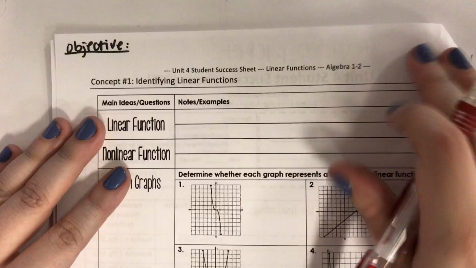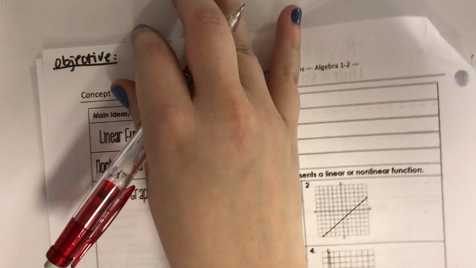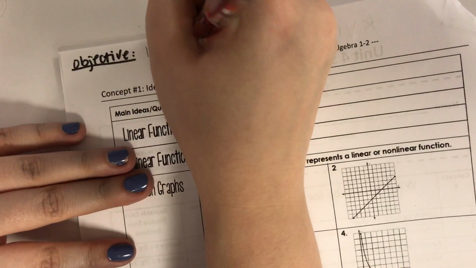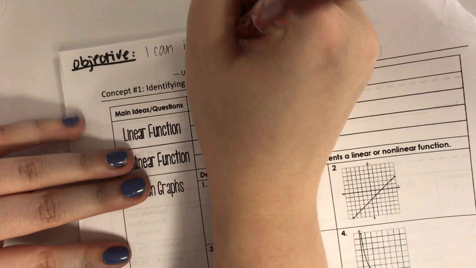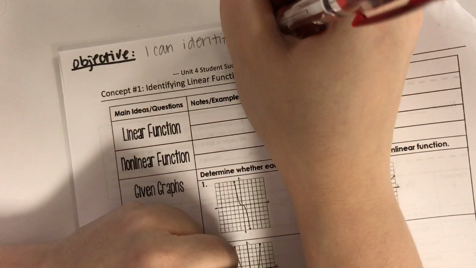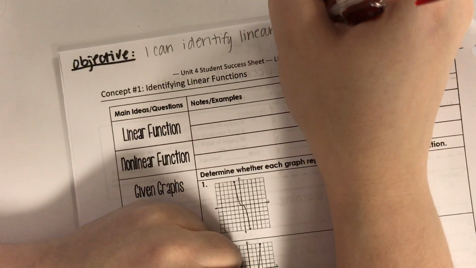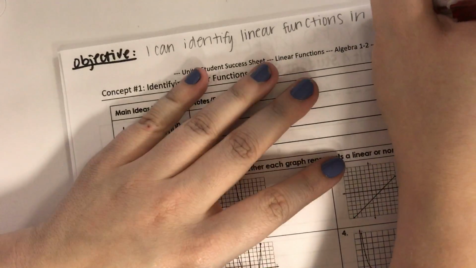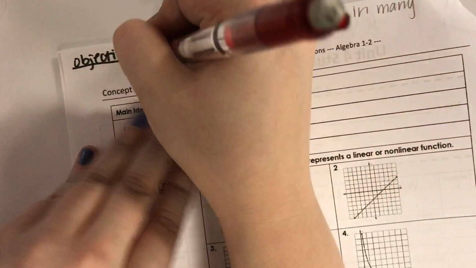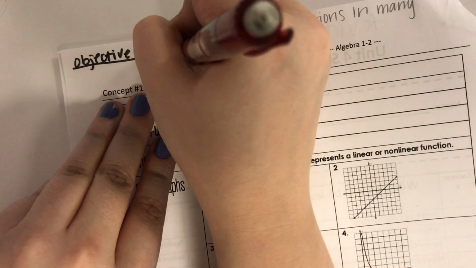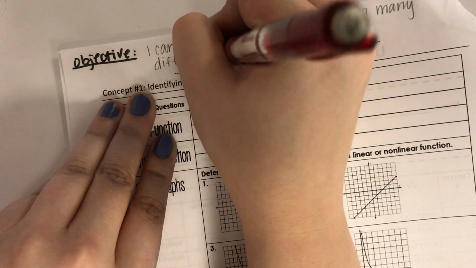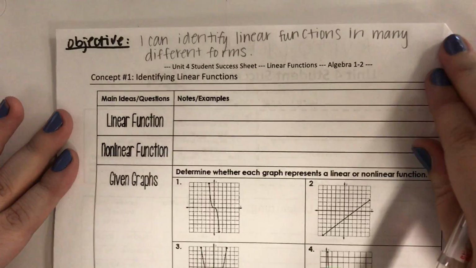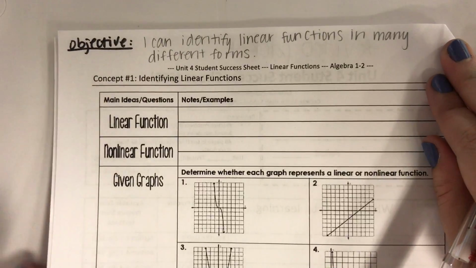So your objective for this lesson is, so by the end of this lesson, you'll be able to say, I can identify linear functions in many different forms. So that's your objective for this lesson. I can identify linear functions in many different forms.